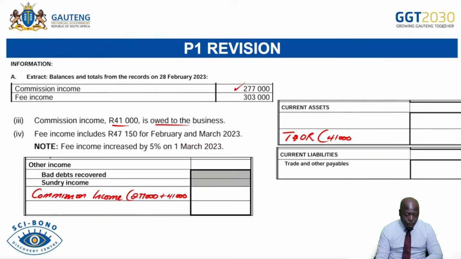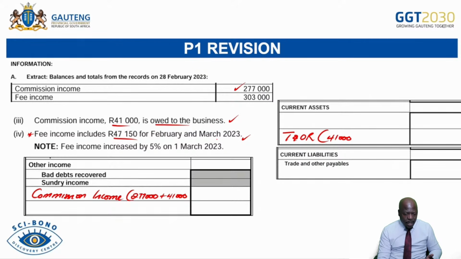I would have gone to my statement of comprehensive income and also adjusted onto my statement of financial position like that. That is number one. Let's go on to the next adjustment. That is on fee income. It reads, fee income includes 47,150 for February and March. So this fee income of 47,150 is for February and March. Very key. Not for the entire financial year. For February and March.